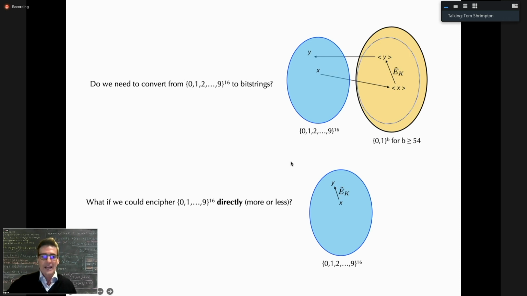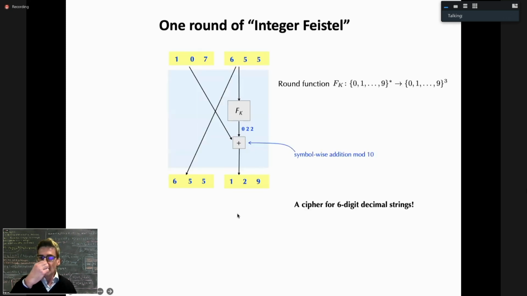So we can ask the question: what if we could just encipher more or less directly on the native domain that we care about, instead of mapping from the native domain into some associated domain and then doing the enciphering there? This is what we're going to do now, is show how to do this. This is called integer Feistel. So this is one round of integer Feistel for six-digit decimal strings. This is just one example here.